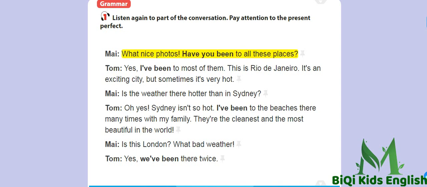What nice photos! Have you been to all these places? Yes, I've been to most of them. This is Rio de Janeiro. It's an exciting city, but sometimes it's very hot. Is the weather there hotter than in Sydney? Oh, yes. Sydney isn't so hot. I've been to the beaches there many times with my family. They're the cleanest and most beautiful in the world. Is this London? What bad weather! Yes, we've been there twice.